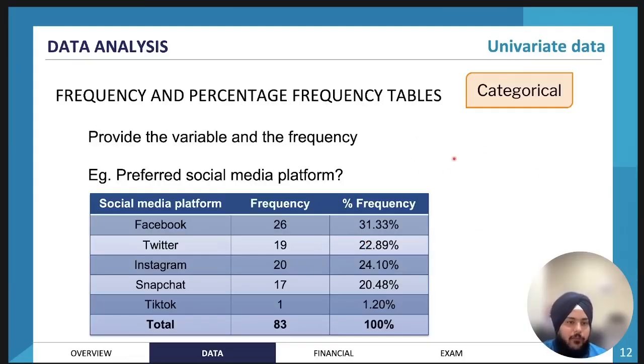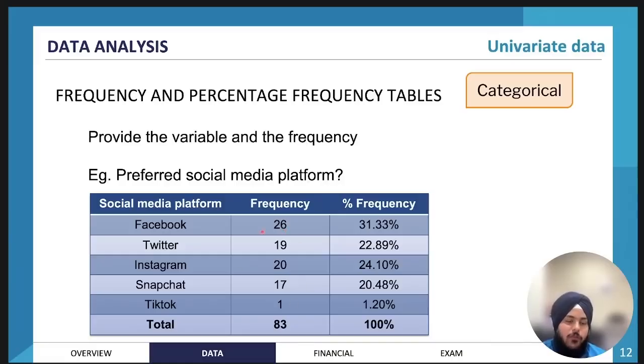Okay, so first we have frequency and percentage frequency tables. As their name suggests, we're just denoting the frequency of the particular variables. For example, if we're looking at the preferred social media platform, let's say we have a sample of 83 students. A frequency table would literally just list how many students have each preferred social media platform. So the frequency just represents the exact number of people in that sample that prefer that social media.